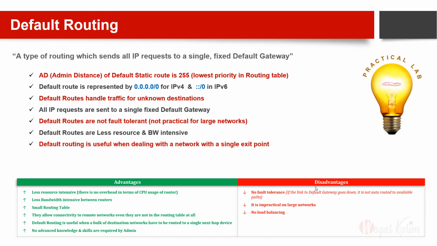Of course, every routing protocol, every routing mechanism has its disadvantages as well. The disadvantage of default routing is that it is not fault tolerant. If your home Wi-Fi router is down, everything is down. It is impractical for large networks where we have mesh networking, and there is no load balancing, of course, which is possible. So this is called default routing, where we send all the packets to one single fixed default gateway. I hope it has improved your understanding.